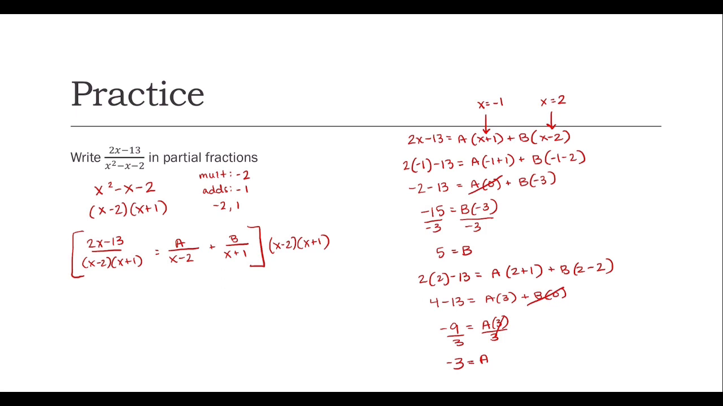Now we can plug in a and b over here. So we get 2x minus 13 over x minus 2, x plus 1 equals a, so negative 3 over x minus 2, plus b, 5 over x plus 1.